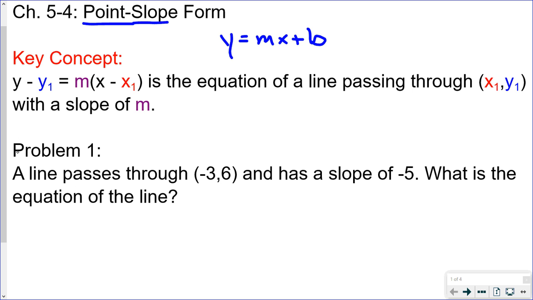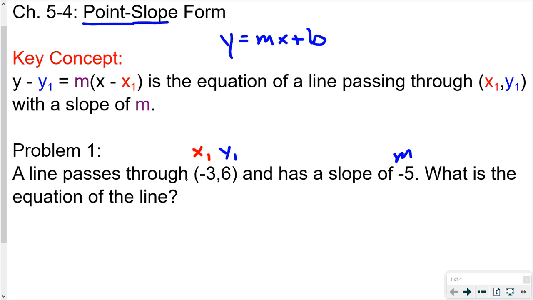All right, so here's the first example. They give us a line, they give us a point on a line, and they tell us what the slope of the line is. So this is a straight line. Here's a point, here's a slope. So this is my m here, and this is my point, my x1 and y1. So I'm going to label this x1, this y1.